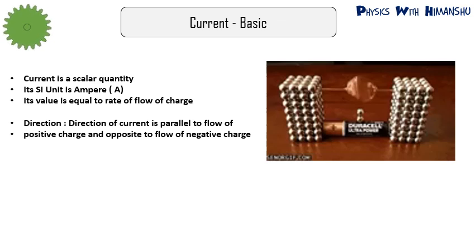So what is basically current? Current is a scalar quantity. Its SI unit is ampere and its value is equal to the rate of flow of charge. I'll be discussing how to find out the value of current in upcoming slides, but you have to remember the first two properties. That is, it is a scalar quantity and its SI unit is what? Ampere. And always remember, even if current is a scalar quantity, it has a direction. So the direction of current is parallel to the flow of positive charge and opposite to the flow of negative charge.